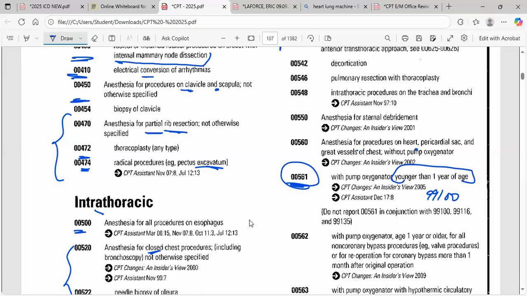Okay, let's move further. On CPT 00561, we have an instruction that we cannot use it in conjunction with 99116 and 99135 also. So 00561 cannot be used with the hypothermia as well as hypotension codes, the qualifying circumstances which we have studied earlier. We cannot use this code with those two codes.